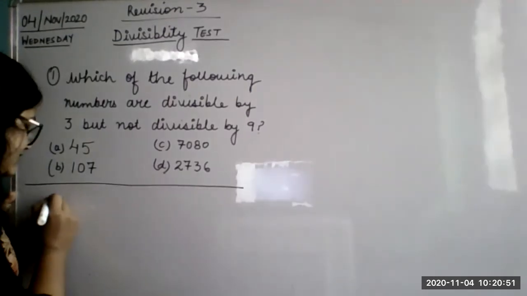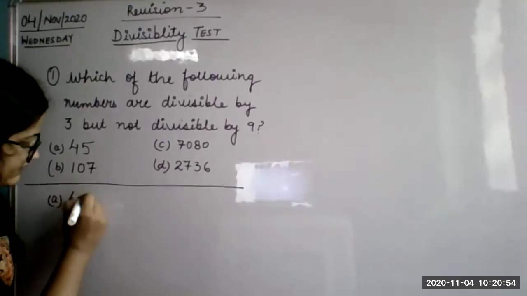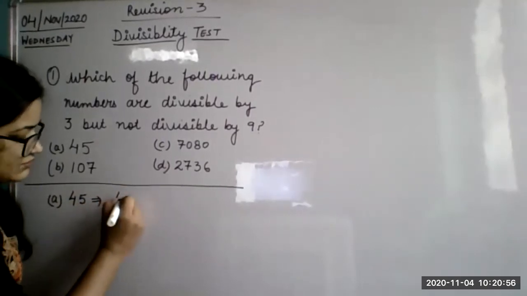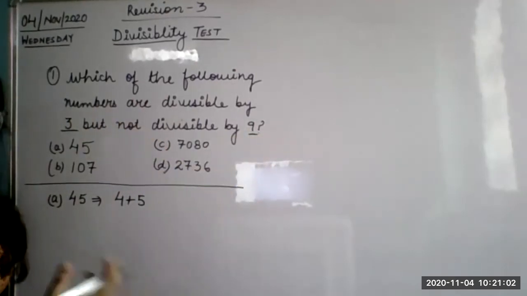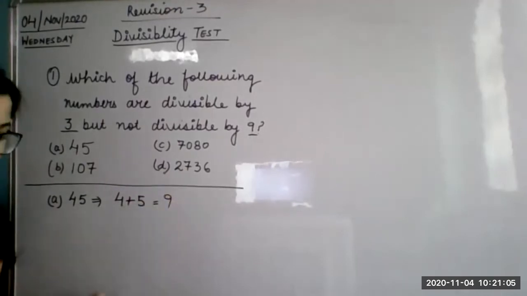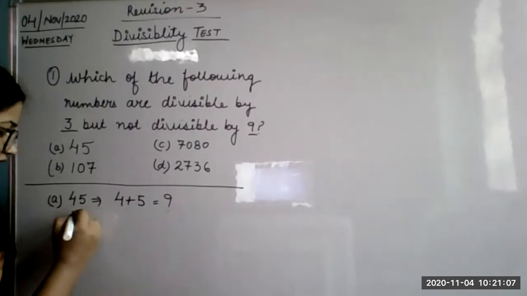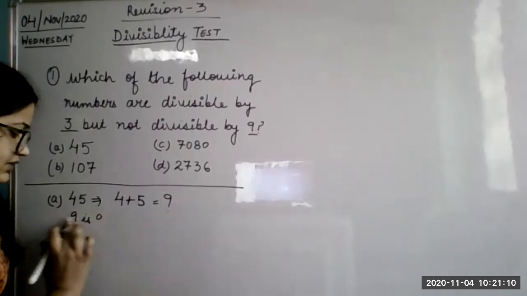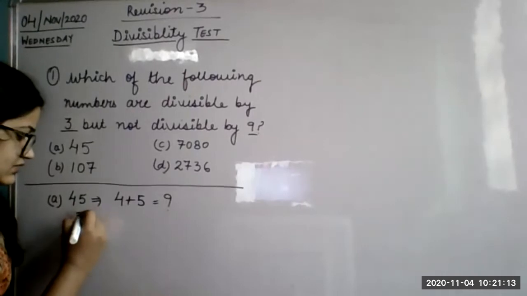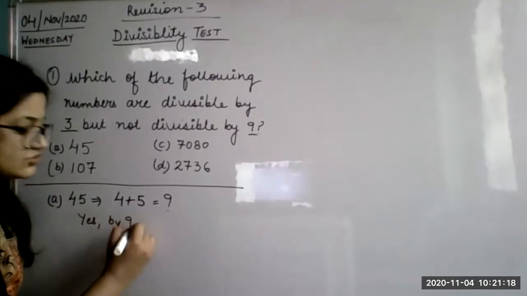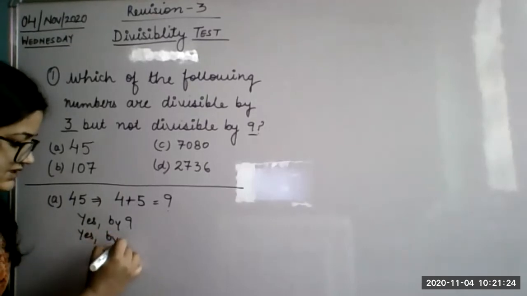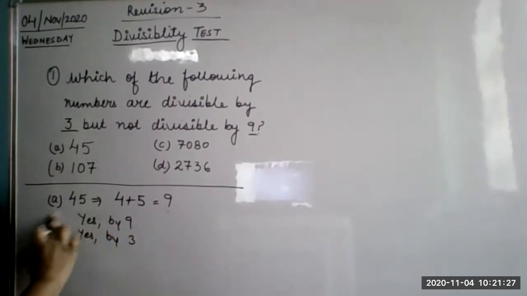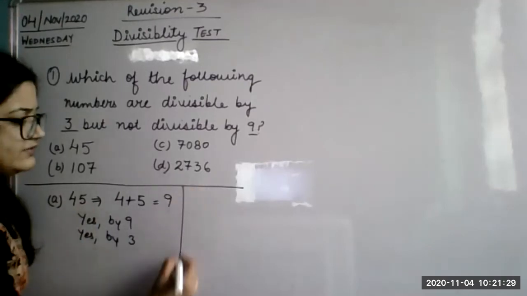But see here, for example, A part is there. 45 is given to you. You're just going to add, because for both 3 and 9 we add the digits. So we are adding the digits 4, 5, 9. 9 is in the table of 3, and 9 is divisible by 9 also. So you can simply say yes by 9. If you want a shortcut, yes, it is divisible by 9. Then by 3, yes, it is divisible by 3. So we will not take this one.